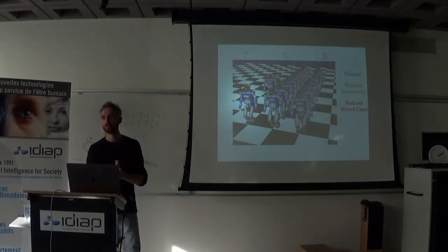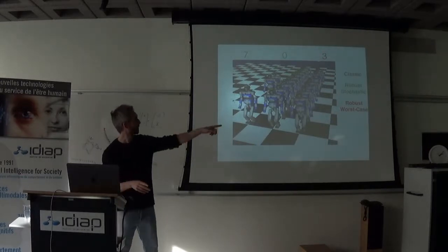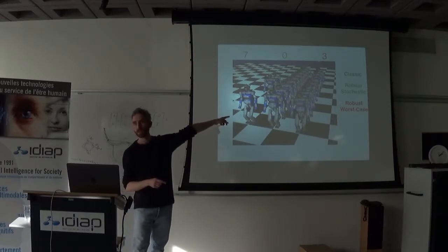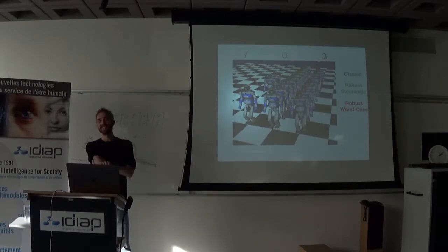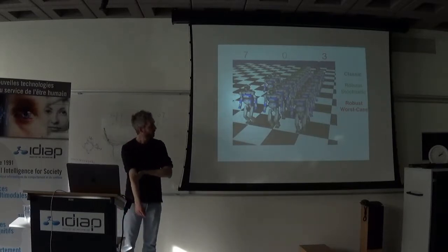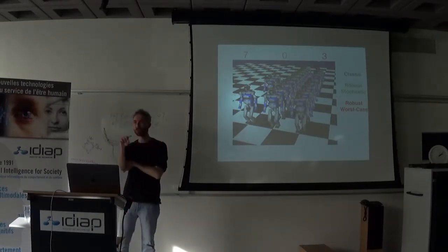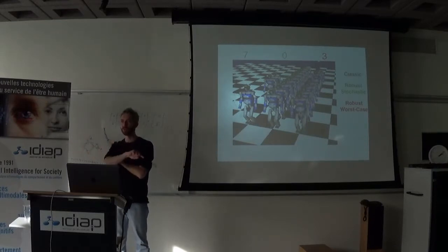Yeah, I understand that it falls, but why is the worst case worse than the stochastic? It seems to be more on the robust side. You see, okay, you're saying the robust worst case should be more conservative, so it should fall less often.